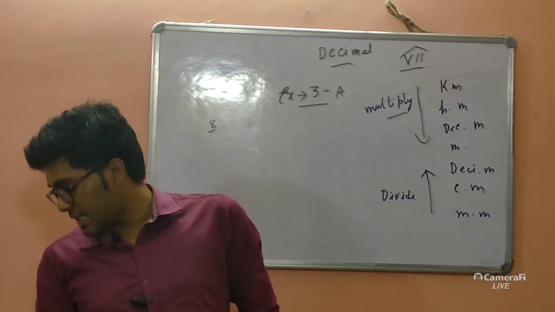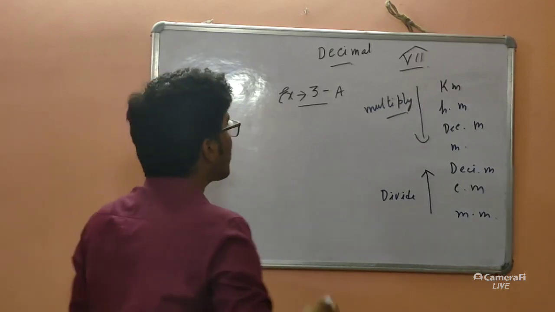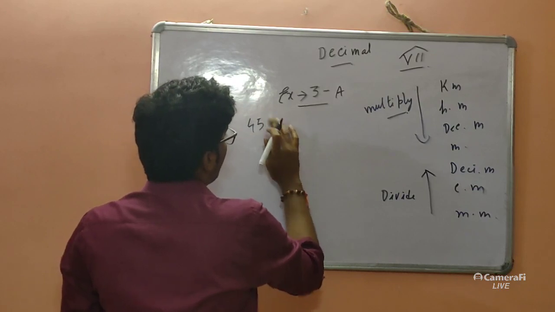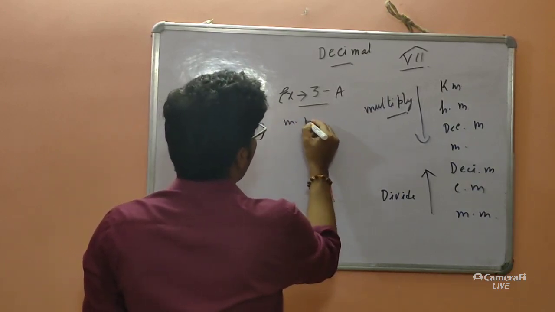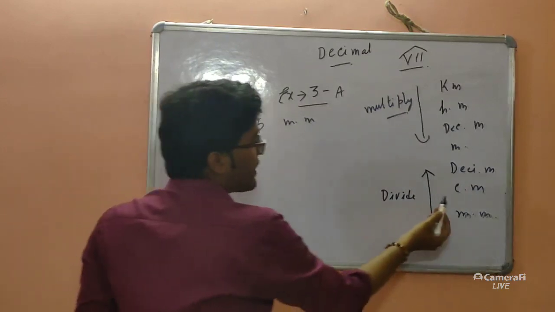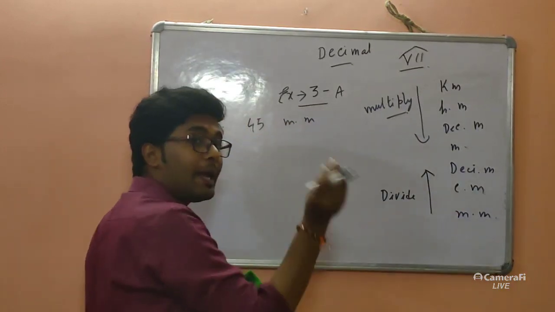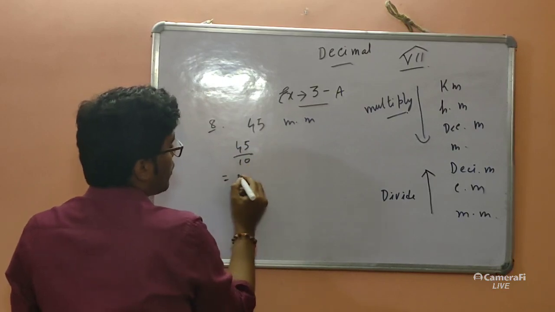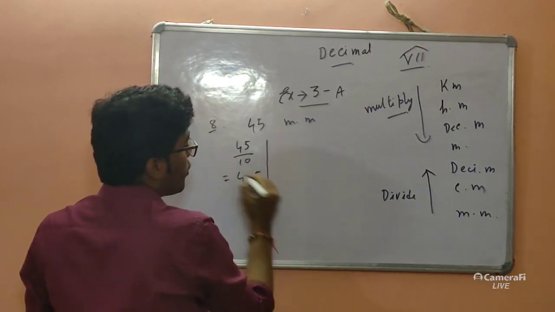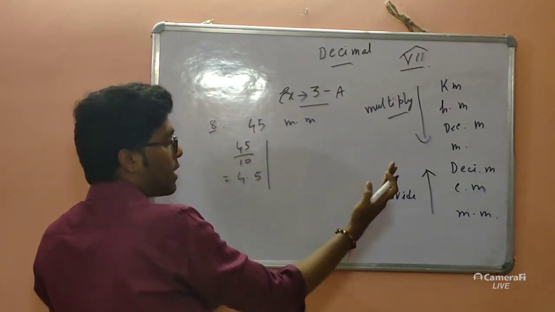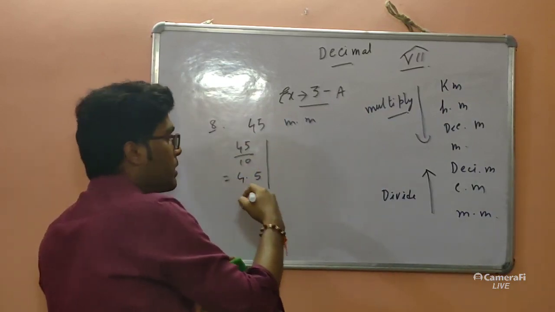Express 45 millimeter in centimeter, meter and kilometer. So 45 mm, that means millimeter. At first we are converting into centimeter. So centimeter is one place, so we will divide by 10. So 45 divided by 10 will be what? 4.5. We already know how. Dividing by 10, from the right, after one place we give the decimal.